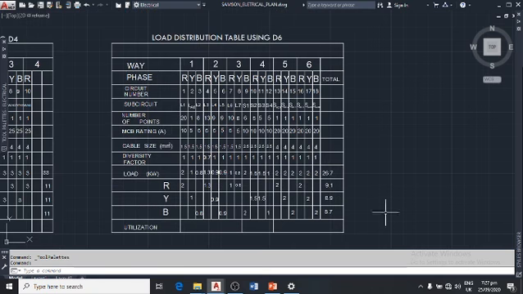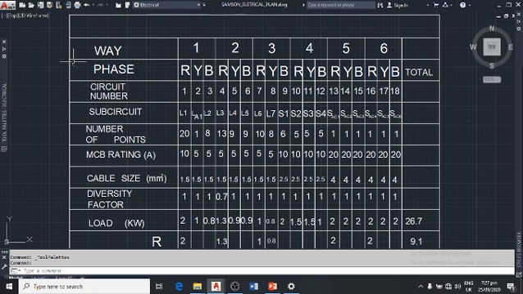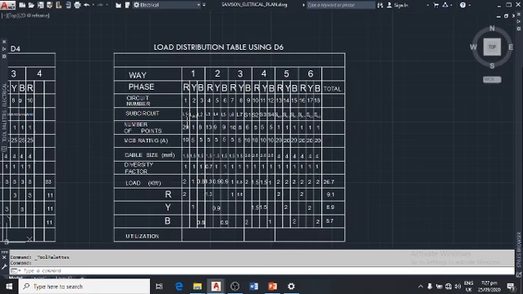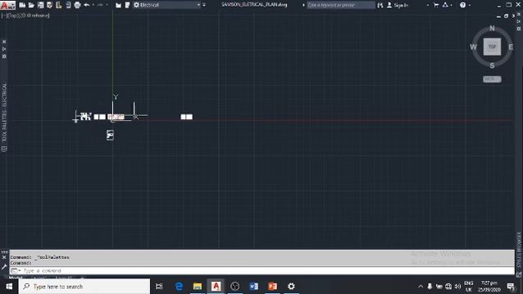After you put up the table and the lettering here, then we could start on how to fill this part. Now to fill this part, you fill the circuit number, you fill the sub-circuit from L1 down to this. And the number of points, you go to L1 and count the number of L1 you have there, number of points there.